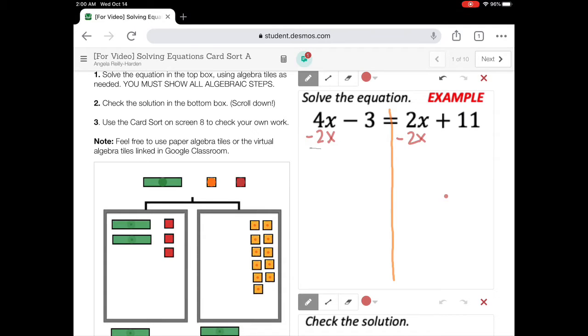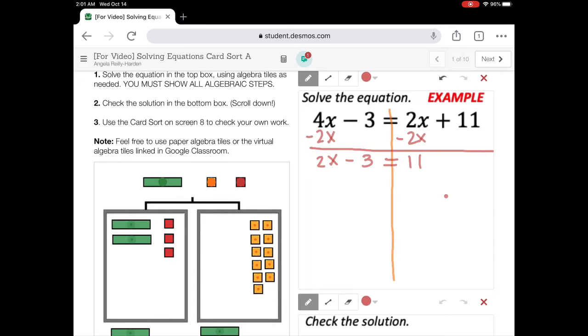Okay, now I need to write what my new equation is. So if I look at my model, I can see 4x minus 2x is 2x. I still have minus 3, and that is equal to 11. I took off both x's on the right hand side. 2x minus 2x is 0, but I don't need to write the 0. So the next step, I need to figure out how to get my x's all alone on one side.